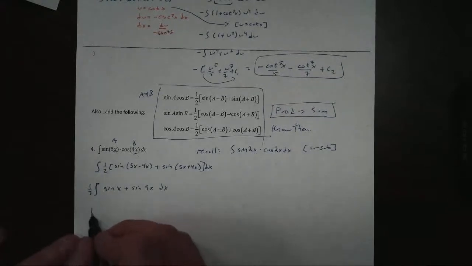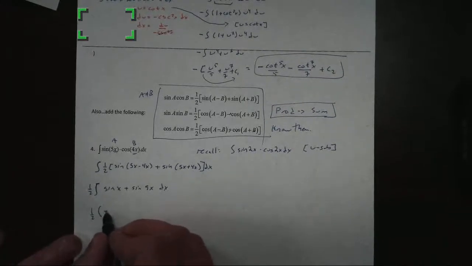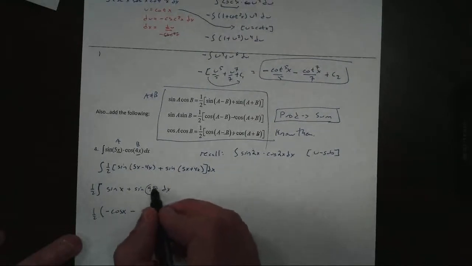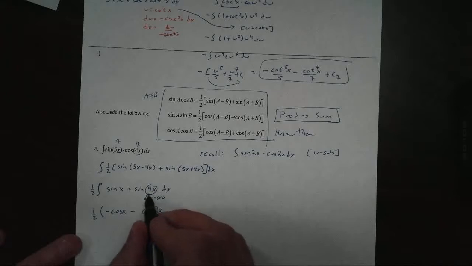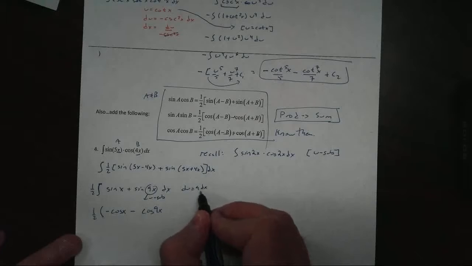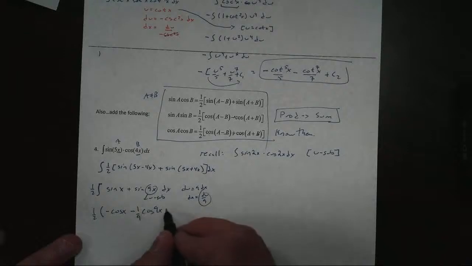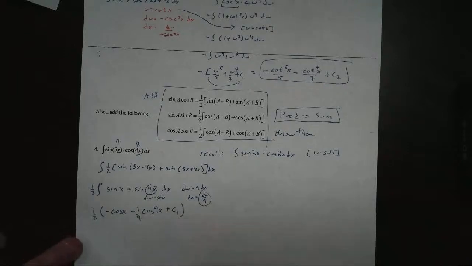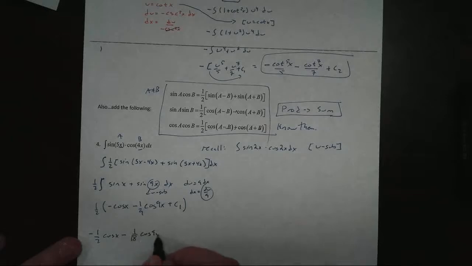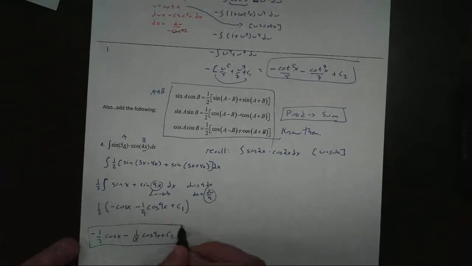And this I know. I'm going to get 1/2. The antiderivative of sine is negative cosine of x. Same thing here. I'm going to get negative cosine of 9x, but remember, there's a u substitution here. I'm really going to divide by 9, because remember, du is 9 dx, so dx is du over 9. So I have to divide by 9, or write that as 1/9 plus c1. I can distribute. I get negative 1/2 cosine of x minus 1/18 cosine of 9x plus c2. And there's our final answer.